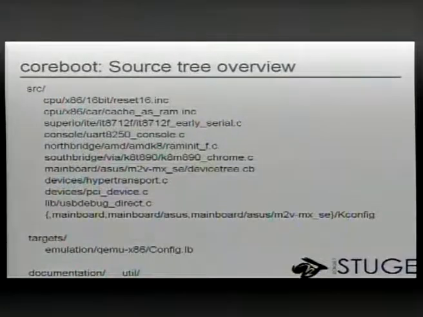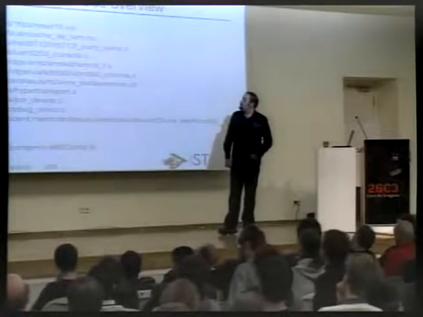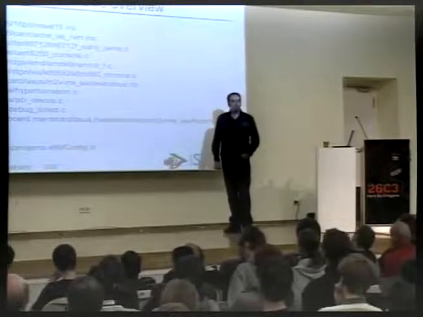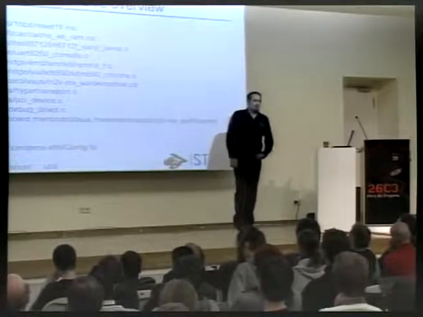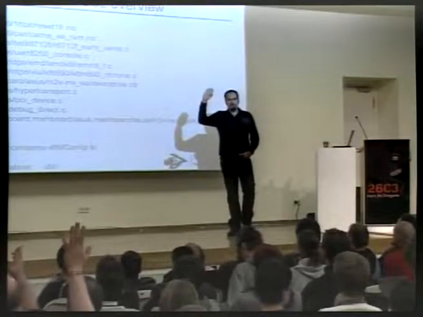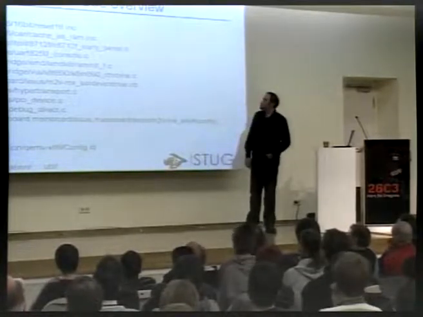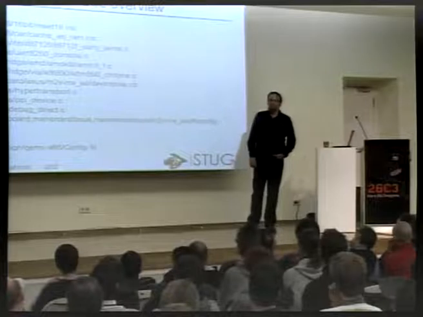For example, that CPU x86 16-bit reset16.inc, that's the reset vector, so that's the very first instruction that the system is going to execute when it comes out of reset. It moves on, and then it comes to the cache as RAM file, and both those two files are written in assembly language, but those are the only ones. Cache as RAM, how many know about cache as RAM? About 10, okay. So cache as RAM is a neat trick in Pentium processors and later.